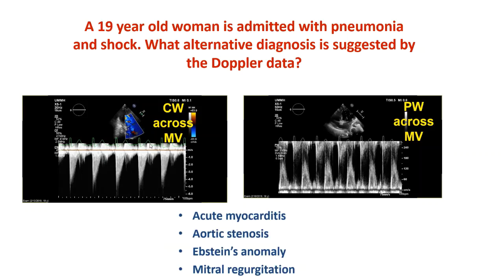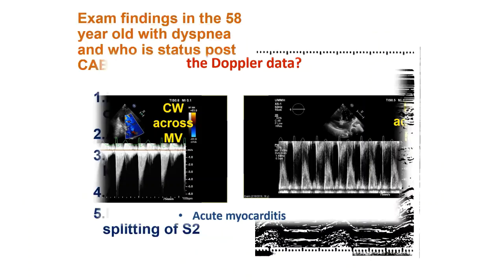This is CW across the mitral valve: myocarditis, aortic stenosis, Ebstein's anomaly, mitral regurgitation. Here's a transmitral flow, high velocity, 180 centimeters per second. Diagnosis is acute severe mitral regurgitation. And this fall off, this departure from the normal parabolic mitral valve envelope, indicates that the pressure in the left atrium is rising dramatically.